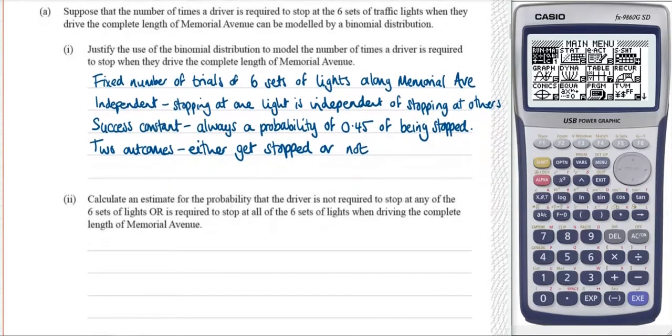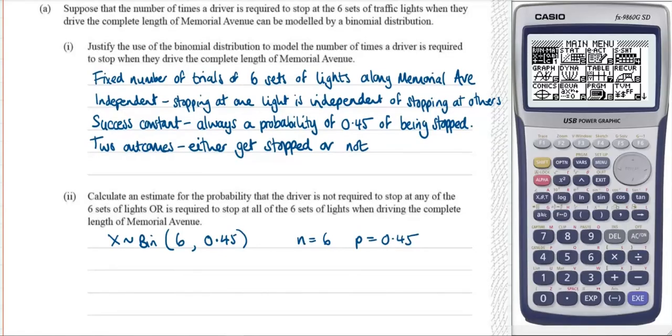Part 2, we're going to calculate something on this. So I use my notation. X follows a binomial distribution where our number of trials is 6 and our probability of success is 0.45. Or you could just write it as n is 6 and probability 0.45. So then if we are working out the probability that they're being stopped at none of the lights or all of them, that's the probability that x equals 0 plus the probability that x equals 6.